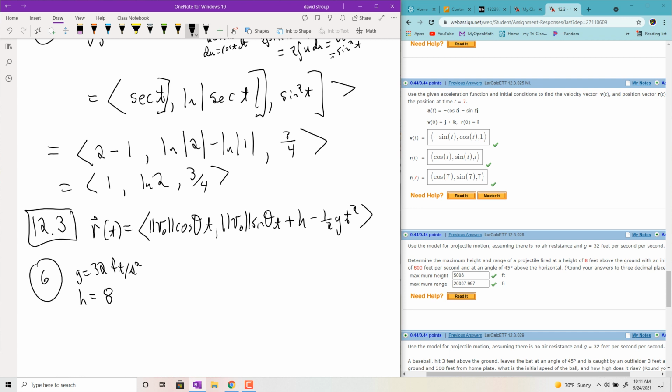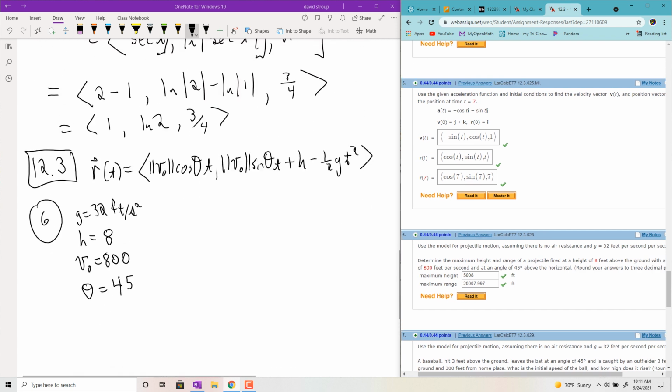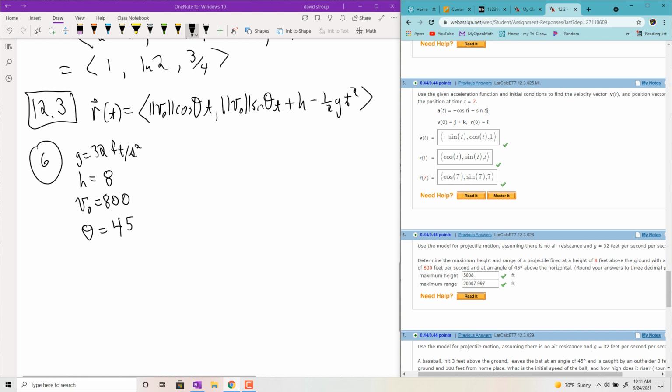Initial velocity of 800 feet per second. So v sub 0 is 800. And then the angle is 45 degrees above horizontal, so theta is 45. And then round to 3 decimals. This might be a little longer than what I'll put on the test, but still you should be able to do it. Let's take a look at our position function in this case then.